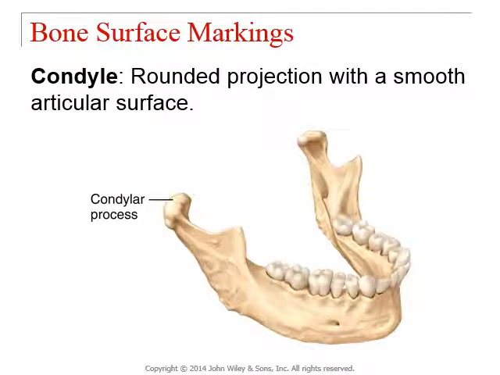Here we have a condyle. These are rounded projections on a smooth articular surface. This allows a nice, clean, smooth range of motion for the particular joint in question. We'll be looking at quite a few different types of condyles as we get into both the axial and the appendicular skeleton.